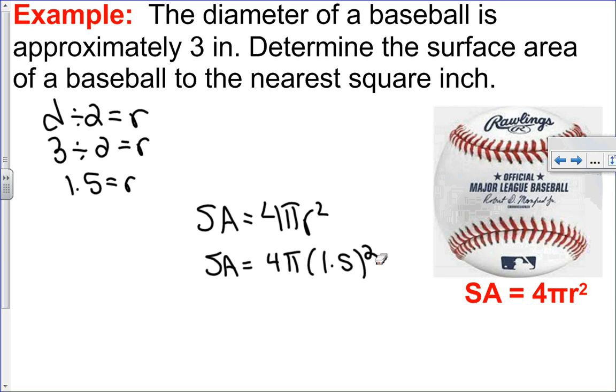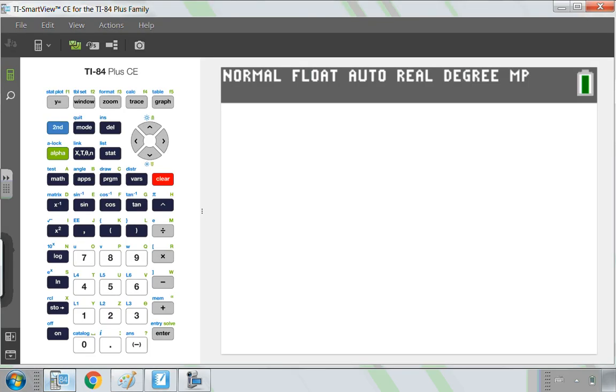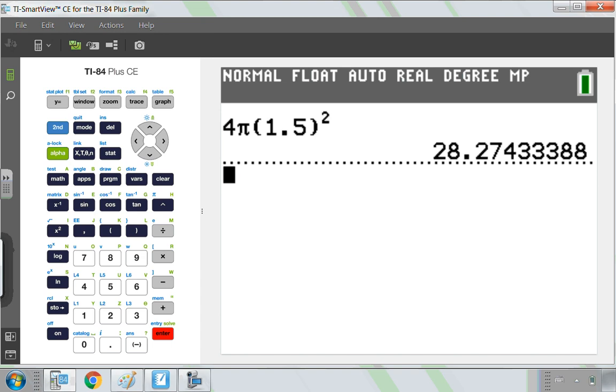So I'm going to have 4 pi times 1.5 squared. So let's talk about how we can enter that into our calculator. I'm going to do 4 pi and then bracket 1.5 squared. So variable key over to the left here, and then press enter, and that would be my surface area.